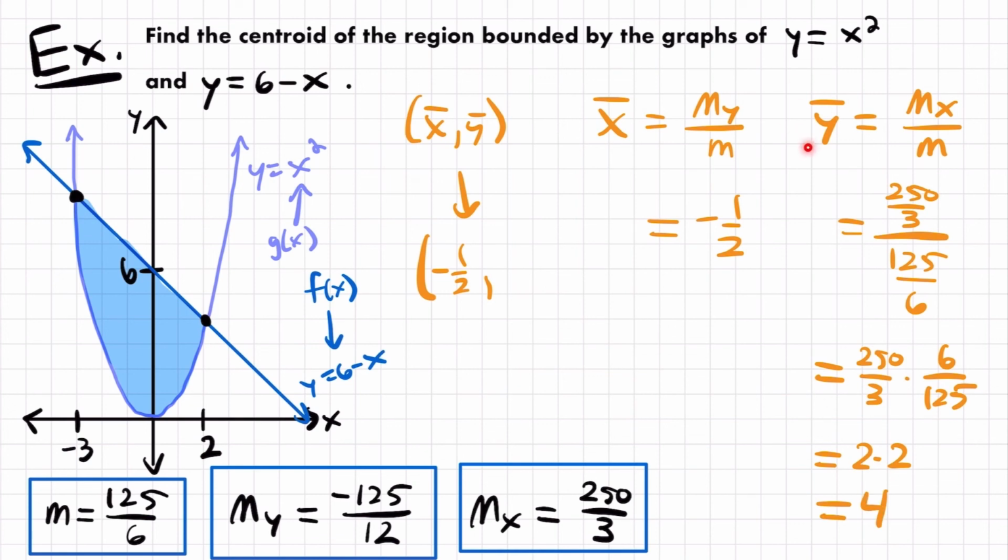And so y bar is equal to 4, which means that the y coordinate for the centroid, or the center of mass, is 4. And so negative 1/2 comma 4 is the centroid, or the center of mass, for this region bounded by x squared and 6 minus x.